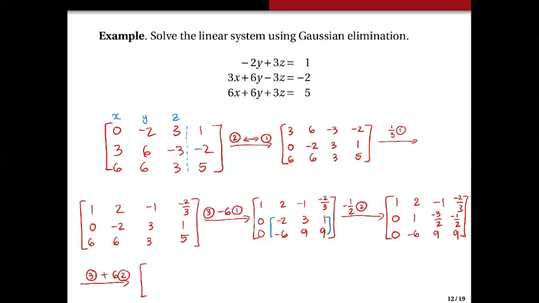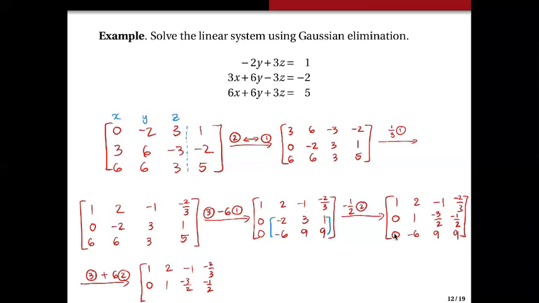Again, we did not do anything on row 1. So we'll just copy it. 1, 2, negative 1, negative 2/3. We're not going to do anything to row 2. So we'll copy it also. 0, 1, negative 3/2, negative 1/2. For the third row, we apply the operation.